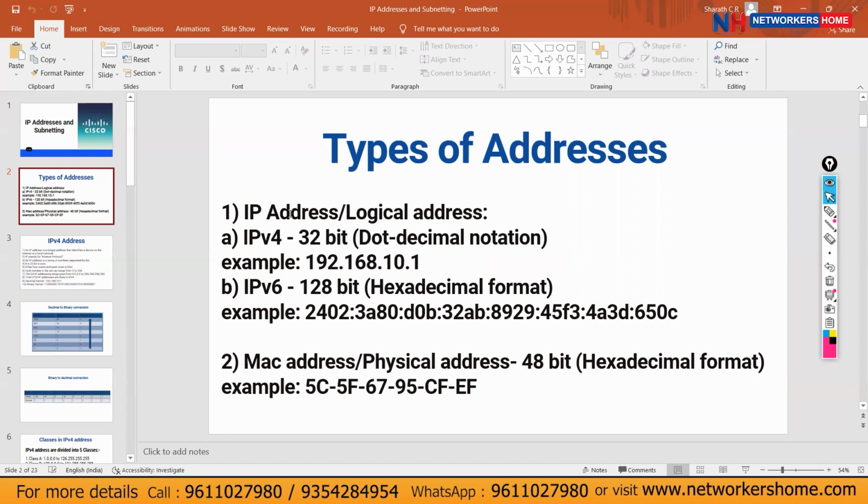So for IP addresses, there are two types, IPv4 and IPv6. IPv4 is 32-bit. IPv6 is 128-bit. And IPv4, we denote it using dot decimal notation. We use numbers and then we separate the numbers with a dot. So that's why it is dot decimal notation. And IPv6, we use hexadecimal format. We use numbers and alphabets. MAC addresses are again in hexadecimal format. This is the example. We use numbers and alphabets.